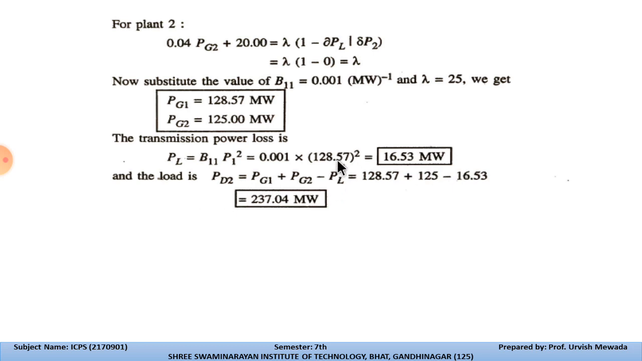The load is PD2, so Pg1 plus Pg2 minus PL is equal to PD2. Pg1 is 128.57, Pg2 is 125, so plus 125, and the loss that we have determined, PL, is 16.53. So this is the system which requires 237.04 megawatt. It means it requires this much power to deliver PD2 to the load which is connected with bus number 2.